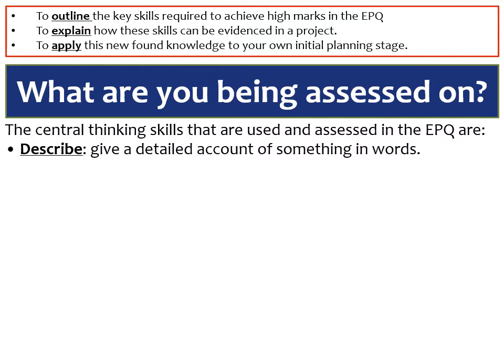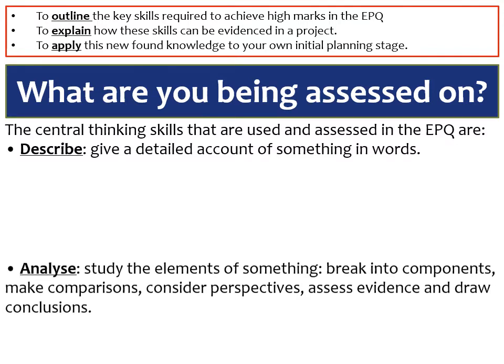Now, the first thing that's assessed is describing or passing on information. Now, that's giving a detailed account of something in words. Now, that's kind of what Wikipedia does. Wikipedia is purely a description-based service. It doesn't really offer too much else. Now, what we don't want for our EPQs is to just describe, and I'll talk about what that means in a second.